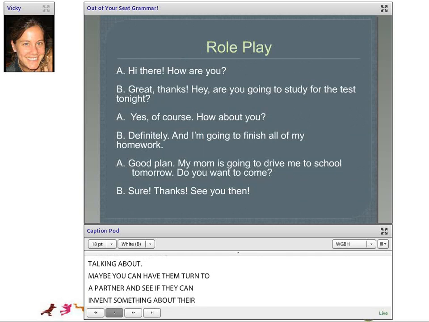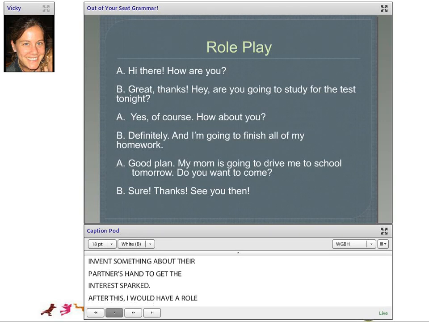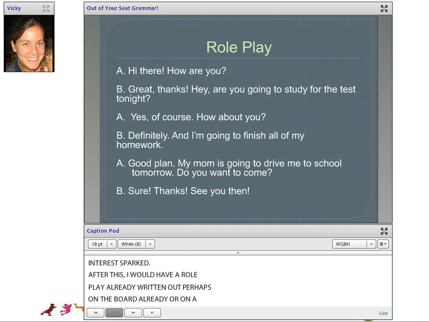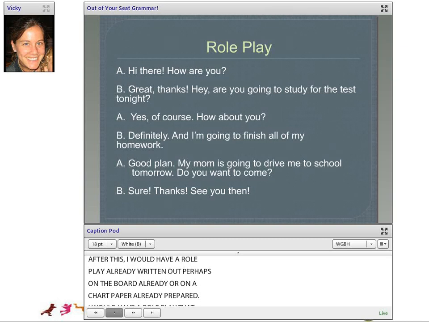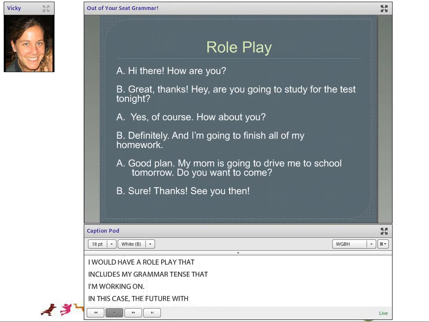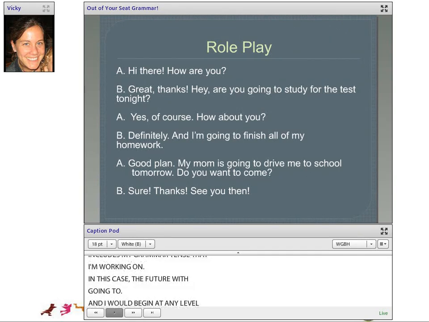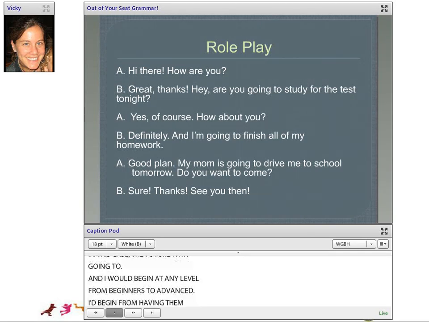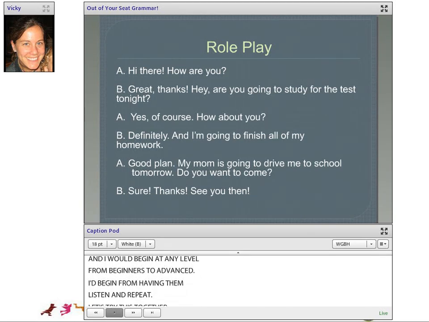After this, I would have a role play already written out, perhaps on the board already, or on a chart paper already prepared. I would have a role play that includes my grammar tense that I'm working on, in this case, the future with Going To. And I would begin at any level, from beginners to advanced. I would begin by having them listen and repeat. Let's try this together. You can repeat after me in the privacy of your own computer space.